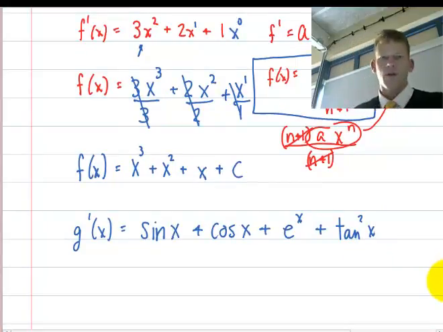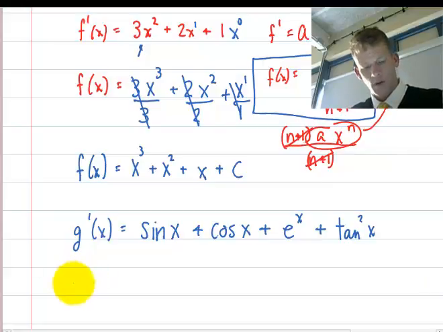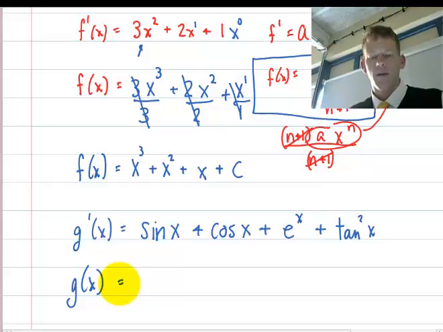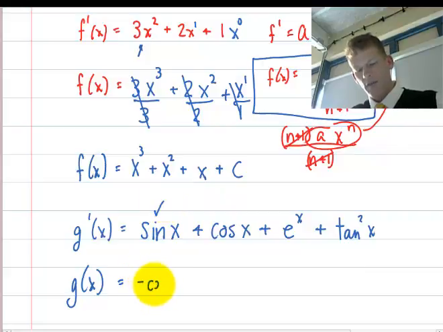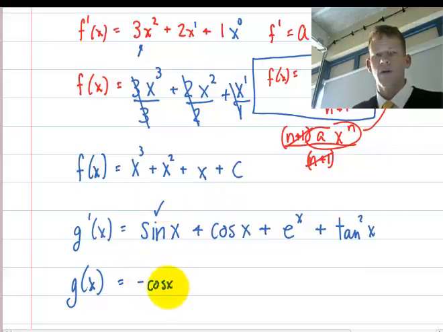These types of functions don't have rules to go backwards. You have to remember what you took the derivative of to get there. So when you find g of x, the anti-differentiation process is just thinking, well, what did I take the derivative of to get sine? Well, that was negative cosine of x. And it's always good that once you write this down to take the derivative and check it out again.